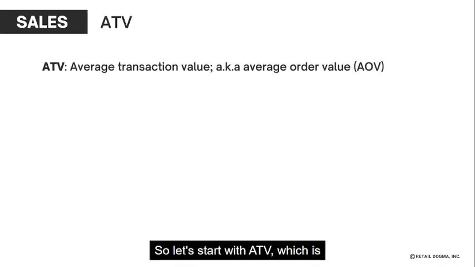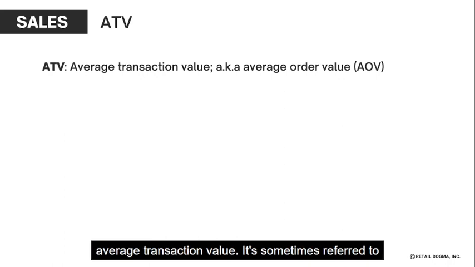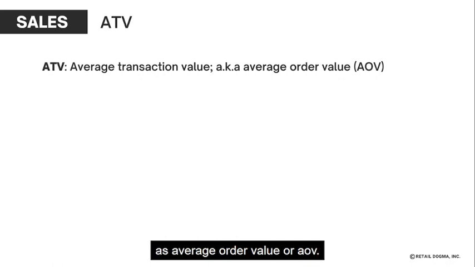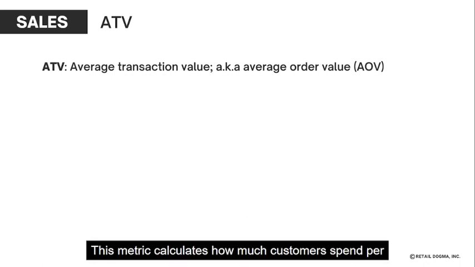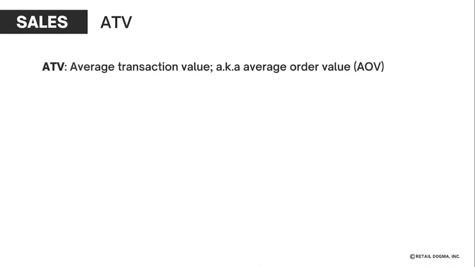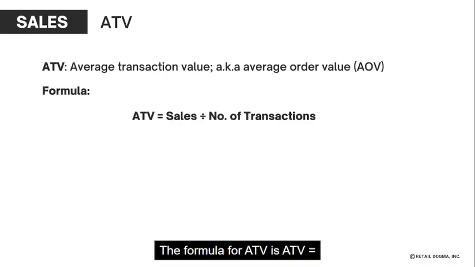So let's start with ATV, which is average transaction value. It's sometimes referred to as average order value or AOV. This metric calculates how much customers spend per transaction on average. The formula for ATV is ATV equals total sales divided by the number of transactions.